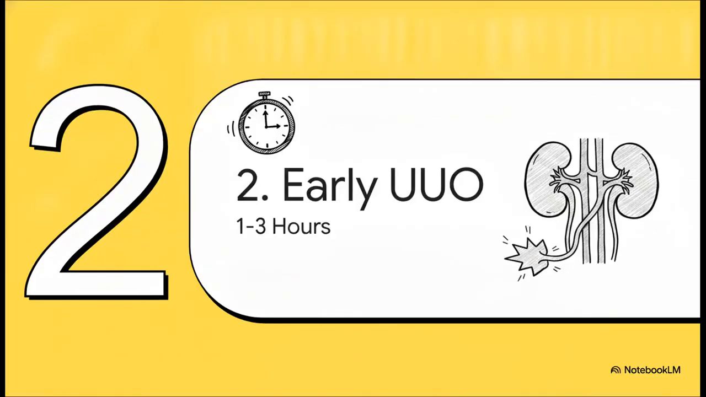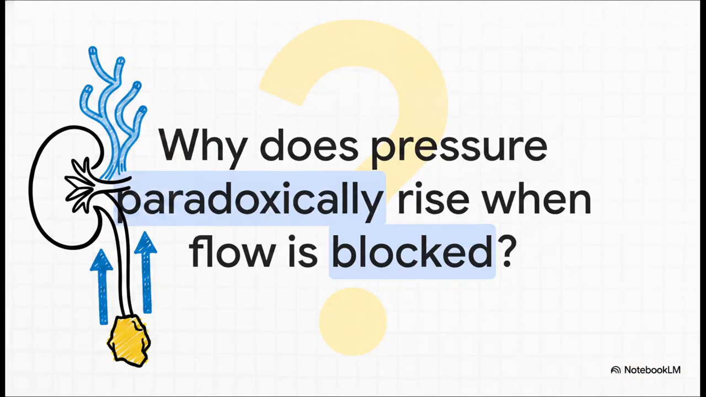Moving right along to Section 2, early unilateral obstruction, looking specifically at the 1 to 3 hour mark. Now, what's really interesting about this slide is exactly what happens the second things go wrong. Imagine a sudden jagged kidney stone completely blocking a single ureter. It physically blocks antegrade urine flow, so fluid just starts backing up. And it backs up all the way into Bowman space, which causes our proximal tubule pressure, or PT, to dramatically spike. Logically, if the pressure pushing back against the filter spikes like that, you'd probably expect filtration to immediately grind to a halt, right? But it doesn't.